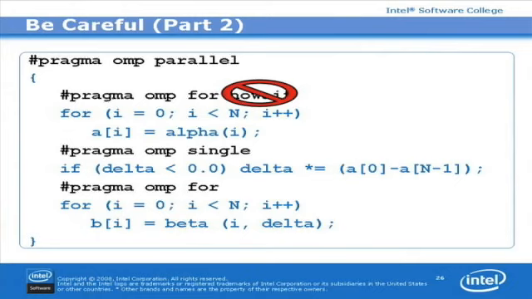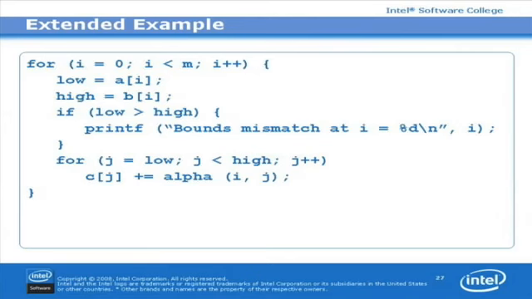In this example, I've modified the assignment value that goes into the delta variable within the single region. In this case, I'm using values out of the A array, and so I must make sure that all of the computations that are updating the A array have completed before I enter the single region. I have to remove the nowait clause from the initial pragma omp for because I must guarantee that all of the updates to the A array are completed before I go into the single region that updates the delta variable.